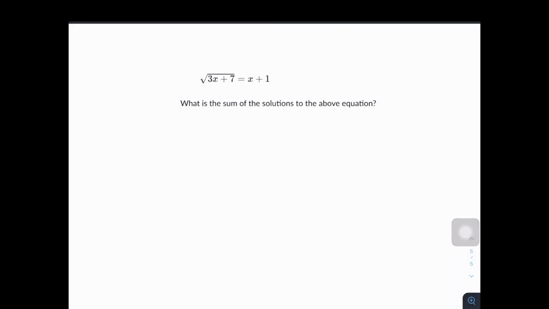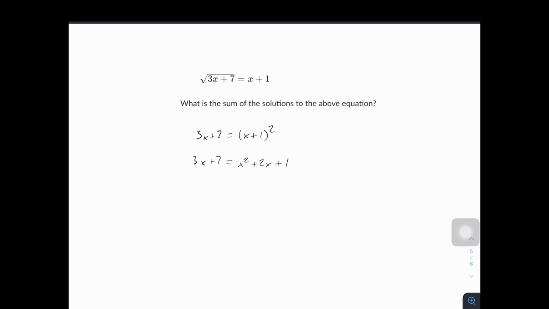What is the sum of the solutions to the above equation? Square root of 3x plus 7 is equal to x plus 1. So we need to square both sides to remove the square root around 3x plus 7. And when we do that, we get 3x plus 7 is equal to x plus 1 squared. Let's do the x plus 1 squared first. And when we do that, we get x squared plus 2x plus 1.